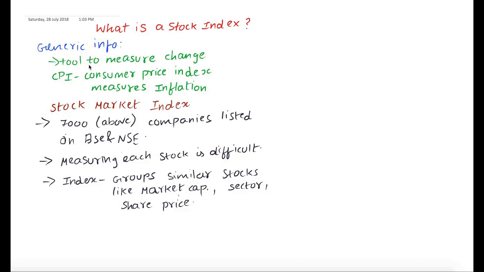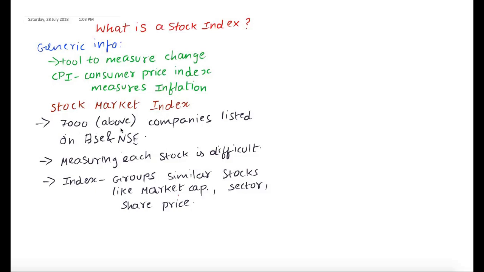Generally, an index is used to measure a change. For example, CPI, the Consumer Price Index, measures the inflation rate of a country. Similarly, temperature: if the temperature in Chennai was 33 degrees Celsius yesterday and today it is 35 degrees, the change in temperature is 2 degrees. That is also an index for measuring temperature. There are n number of indices in real life for measuring the change of a particular thing. Similarly, in the stock market, we have many indices to measure the change of value.